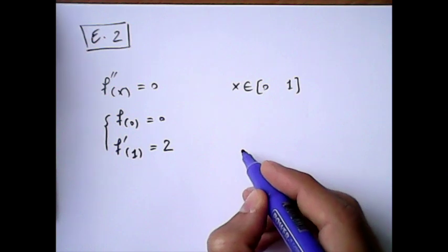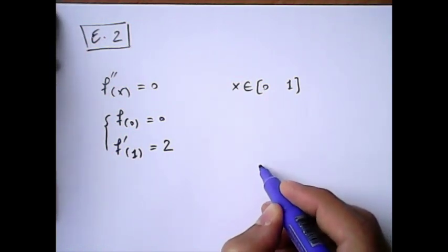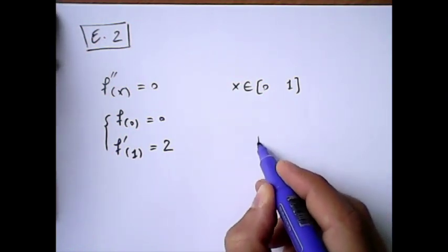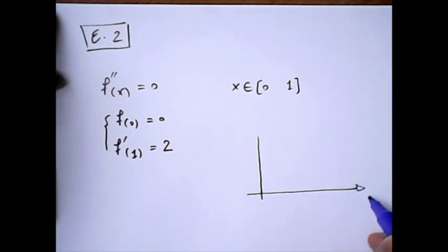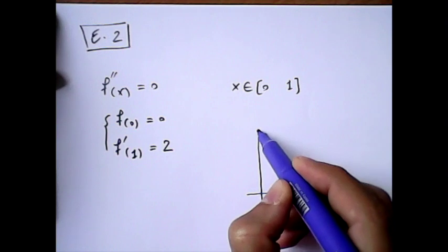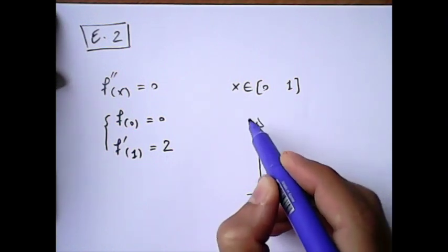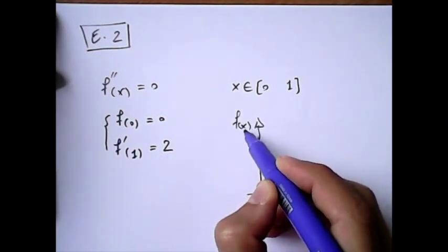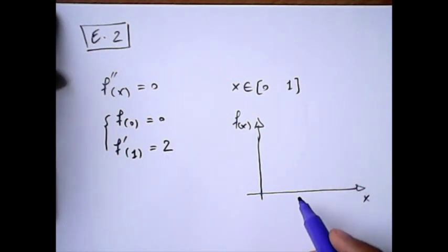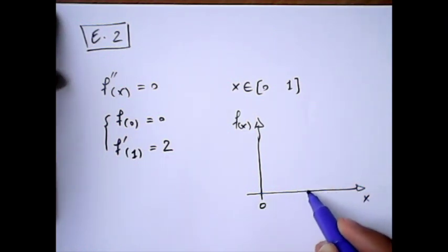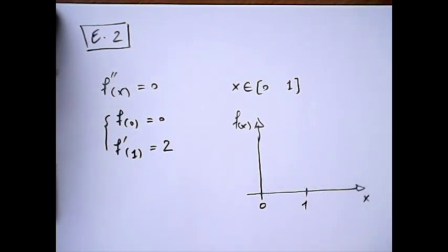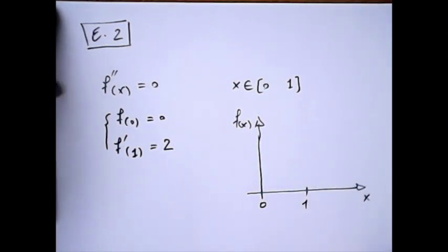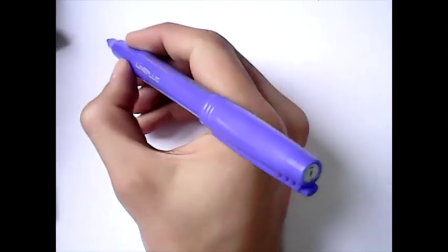I would like you to plot the solution on a plot such as this. So x would be on the horizontal axis and f of x would be on the vertical. So you start from 0 all the way to 1 and plot the solution, whatever it looks like. Alright, that was exercise number 2. Now let's do exercise number 3.